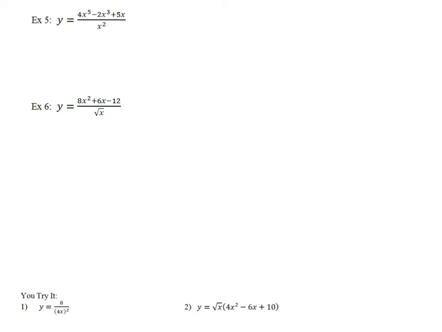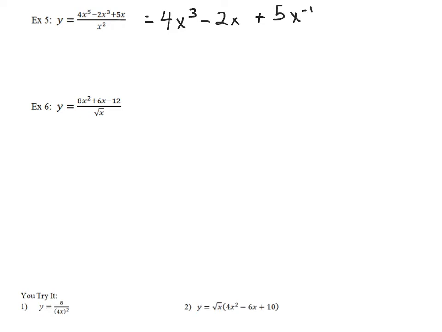In example number 5, you see that we have division this time. So if I've got division, I can go ahead and divide each term by x squared because I've got a monomial in the denominator. So 4x to the 5th divided by x squared, that's giving me a 4x to the 3rd. Negative 2x to the 3rd divided by x squared, that's giving me a negative 2x. 5x divided by x squared, well that of course is going to be 5 over x, but 5 over x is the same as 5x to the minus 1. Again, all I've done is rewritten that function.